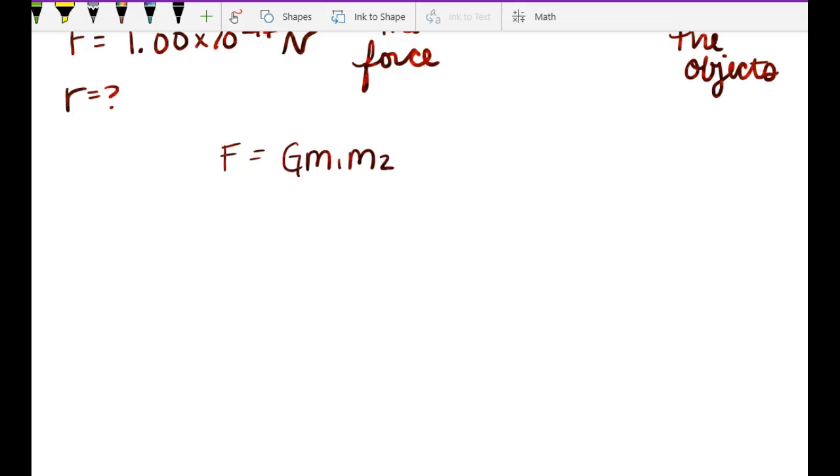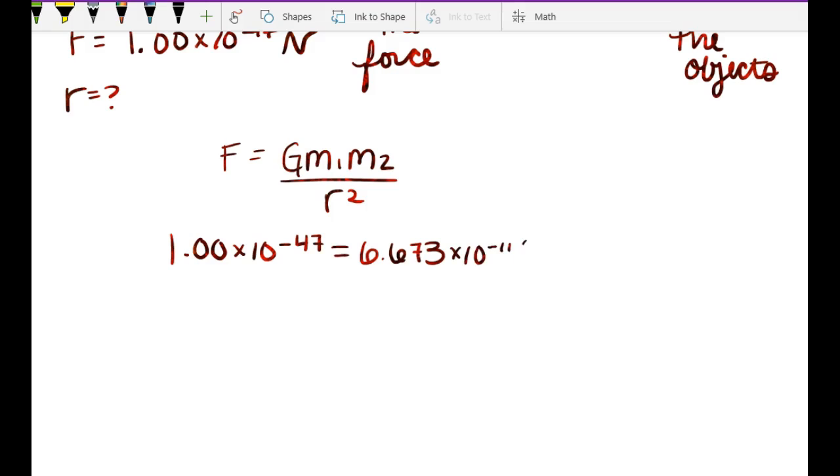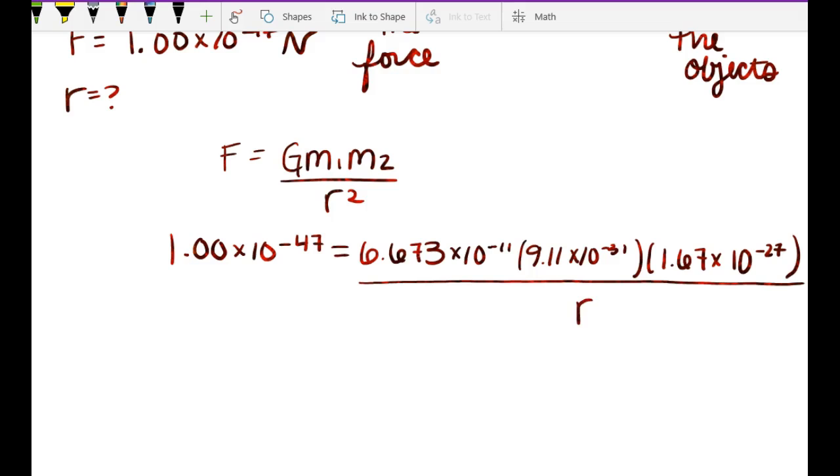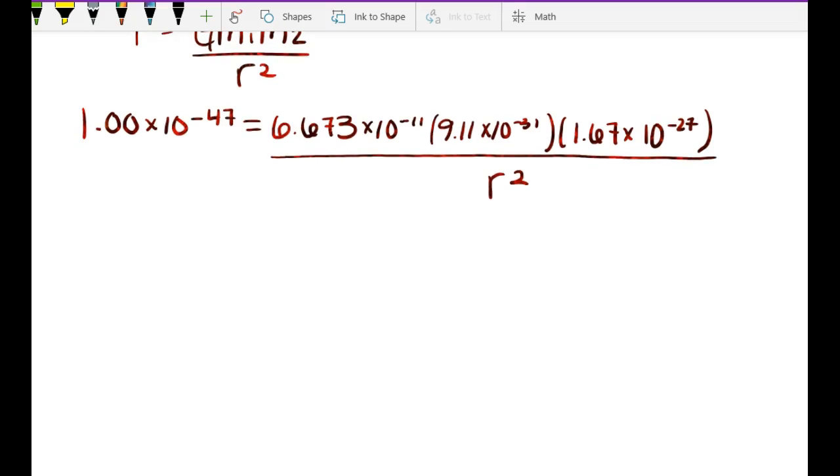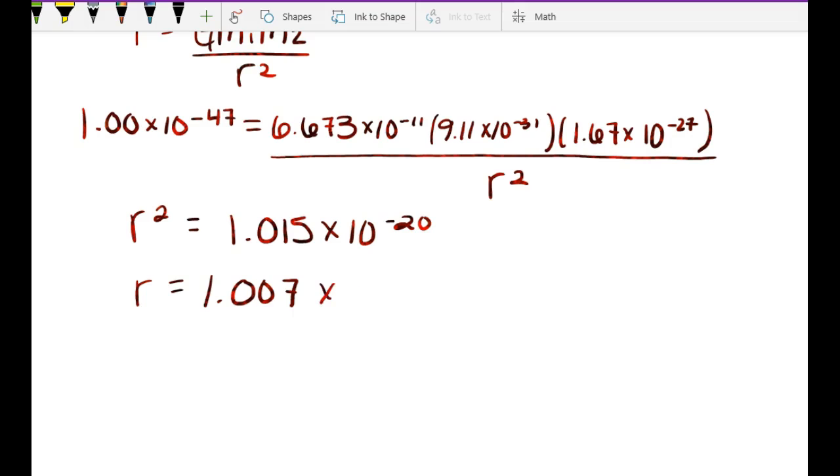That means we can take this equation, G m1 m2 over r squared, plug in everything that we know, and solve for radius. So it's 1 times 10 to the negative 47th equal to the constant G times mass of electron times mass of proton divided by radius squared. You go through the process of multiplying, you end up getting radius squared equal to 1.015 times 10 to the negative 20th, which you can then solve for r to get 1.007 times 10 to the negative 10.